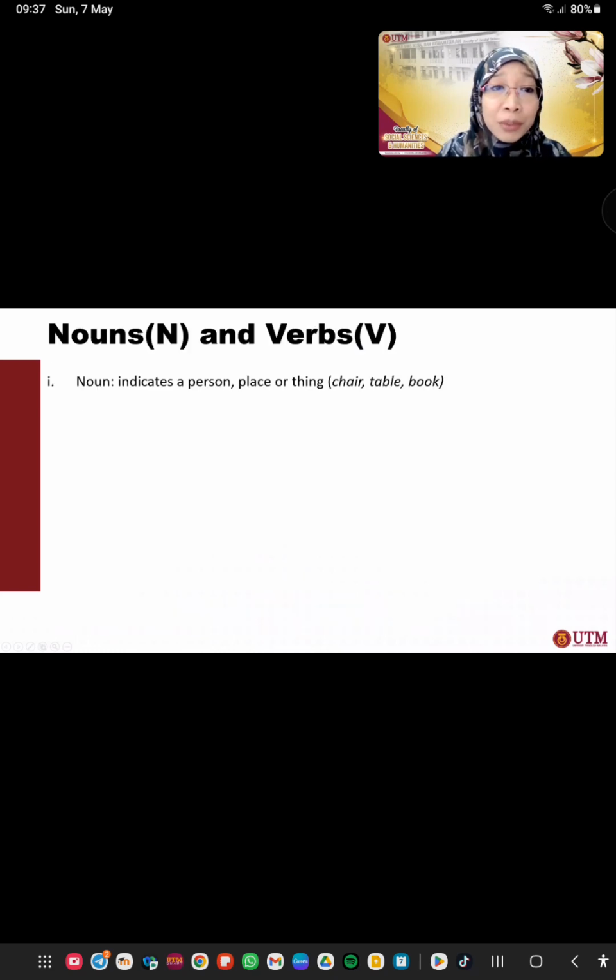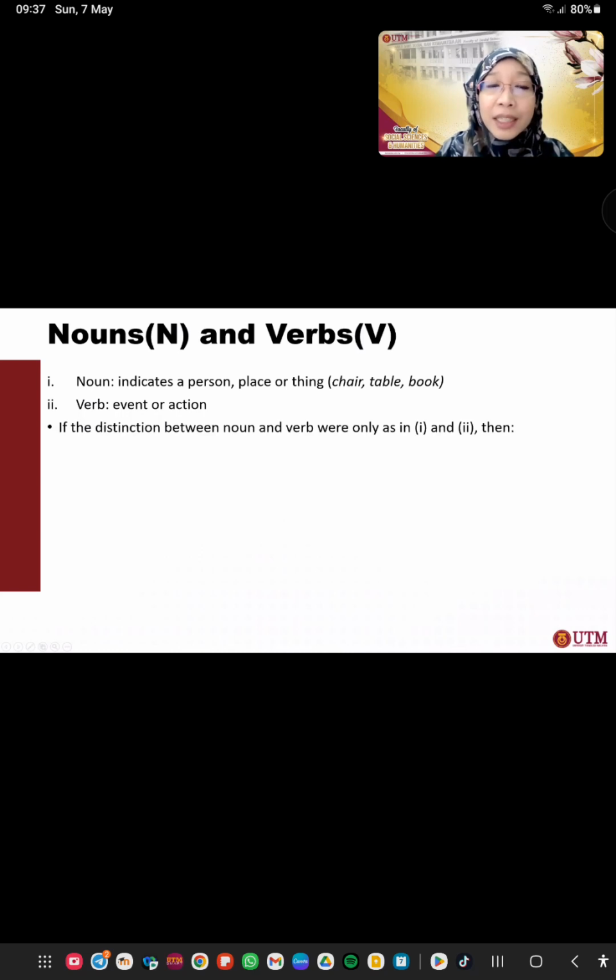Okay, nouns and verbs, like I said earlier: a noun indicates a person, place, or thing, for example chair, table, and book. And a verb indicates an event or action. However, if the distinction between noun and verb were only as simple as that, then the word action and destruction would be verbs because they imply actions.